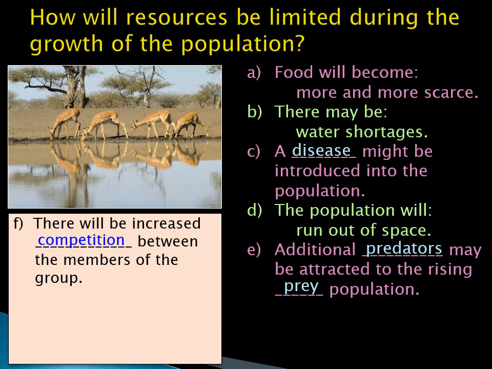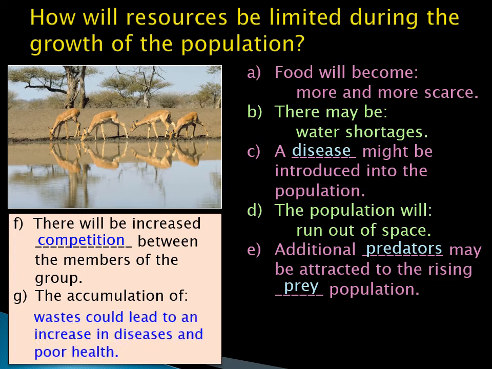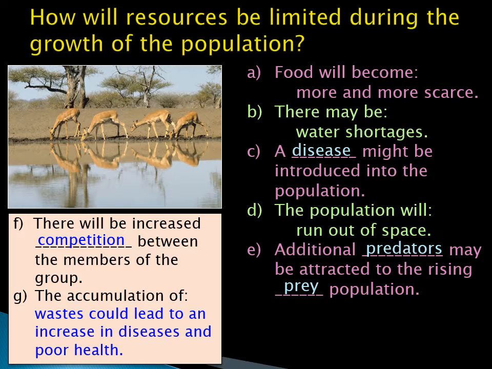So there will be increased competition between the members of the groups, competition for these limiting resources, food, water, space. All right, and the accumulation of waste leads to an increase in disease as well and poor health. All right, if you're packed together and the waste accumulates, then disease is going to ensue.